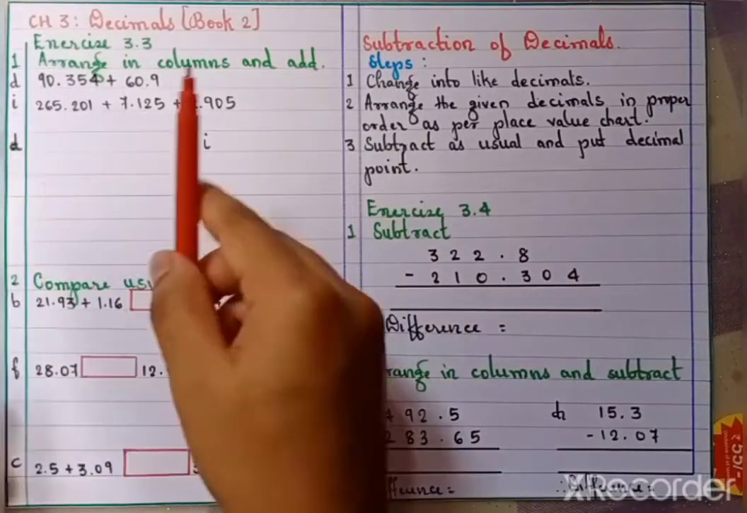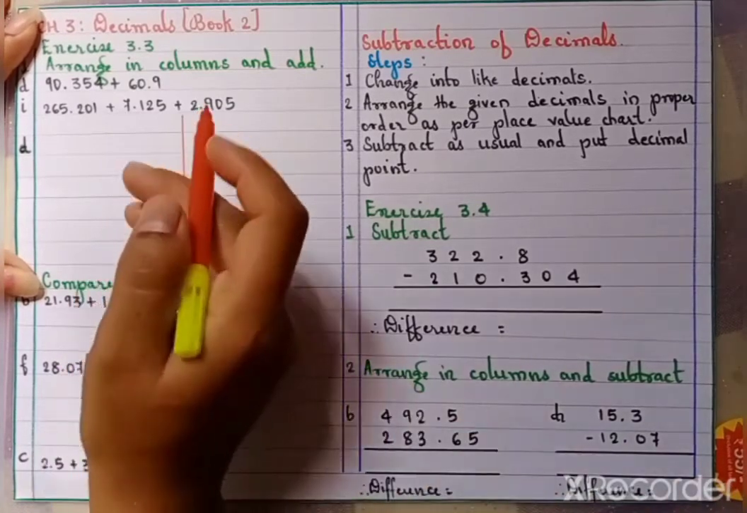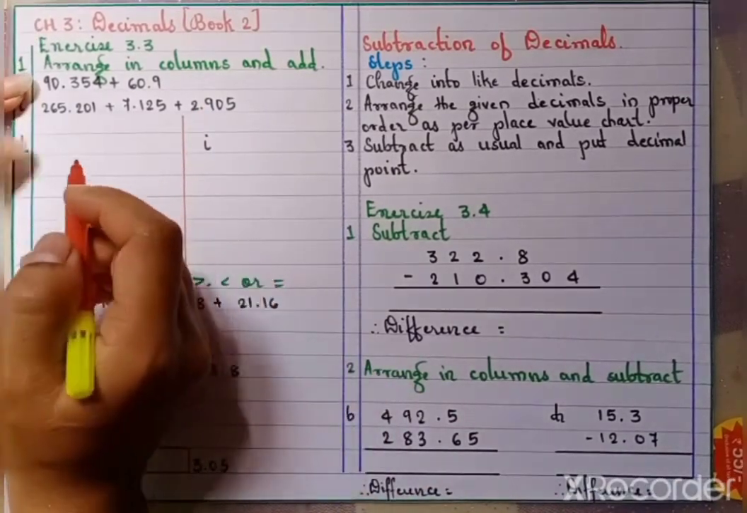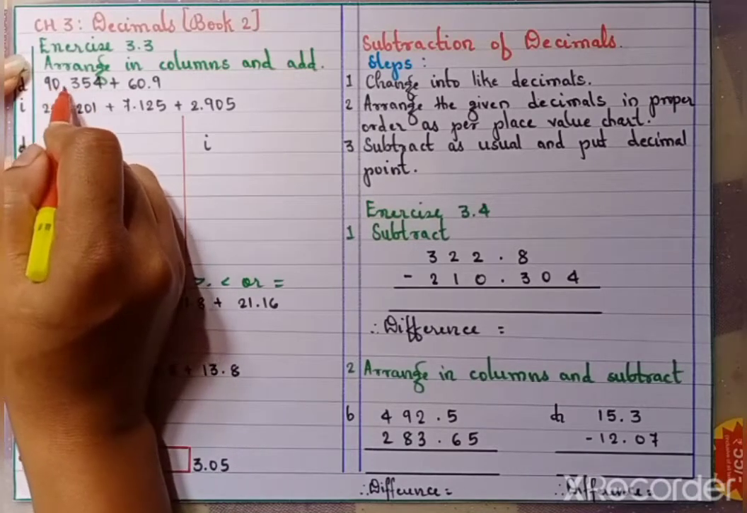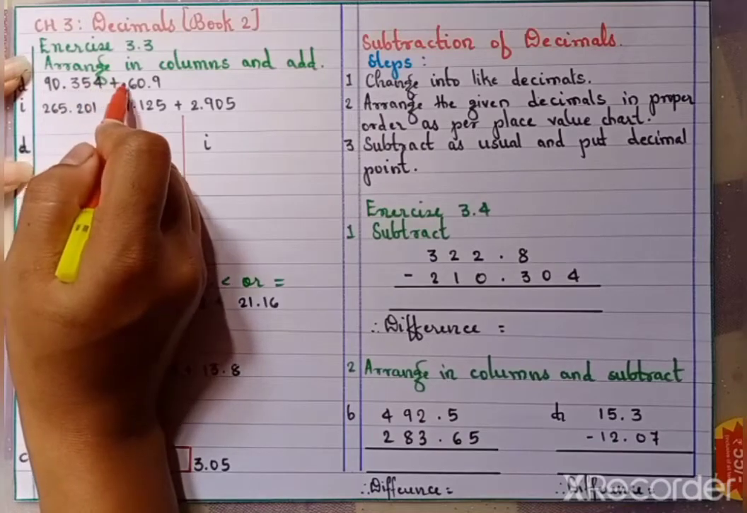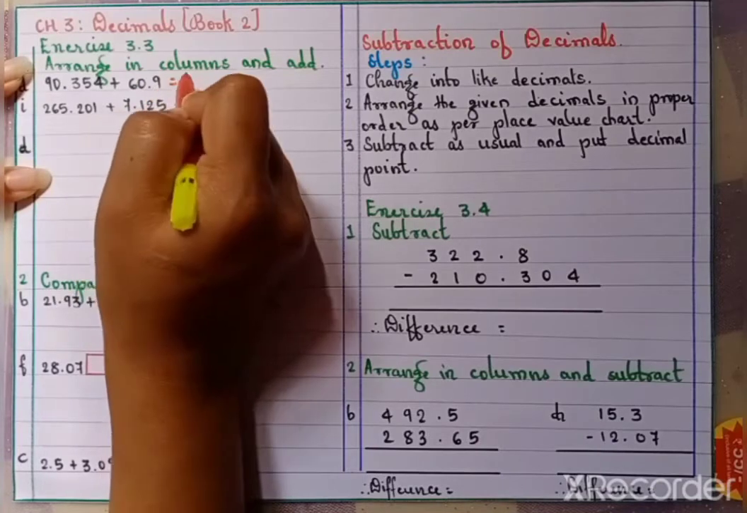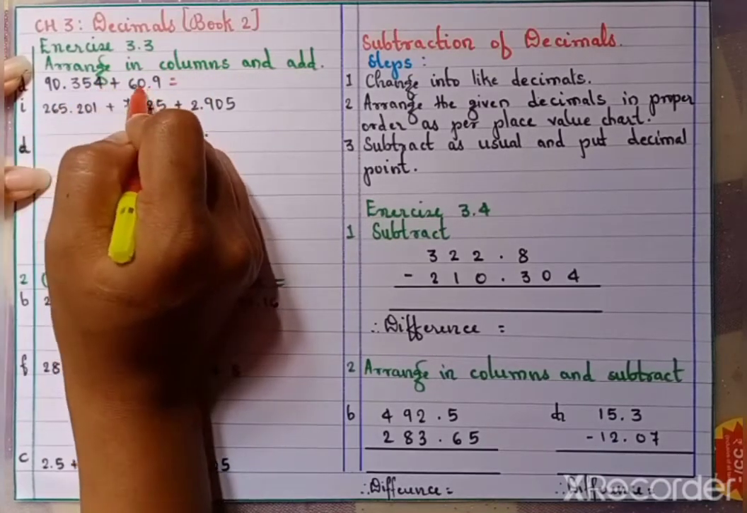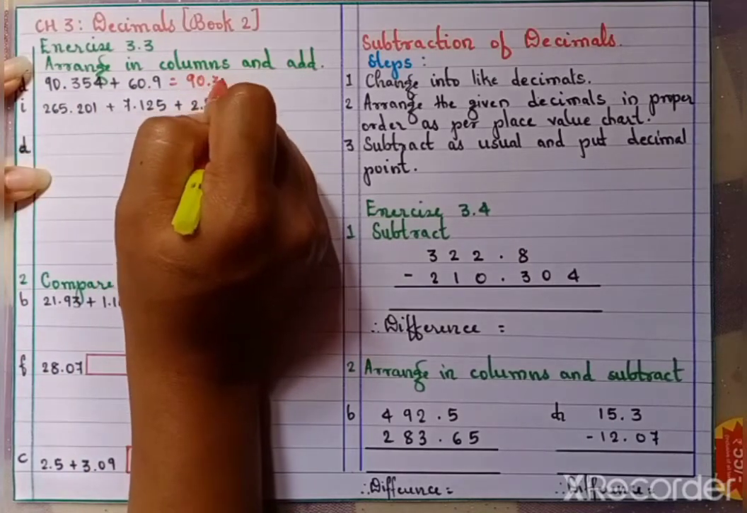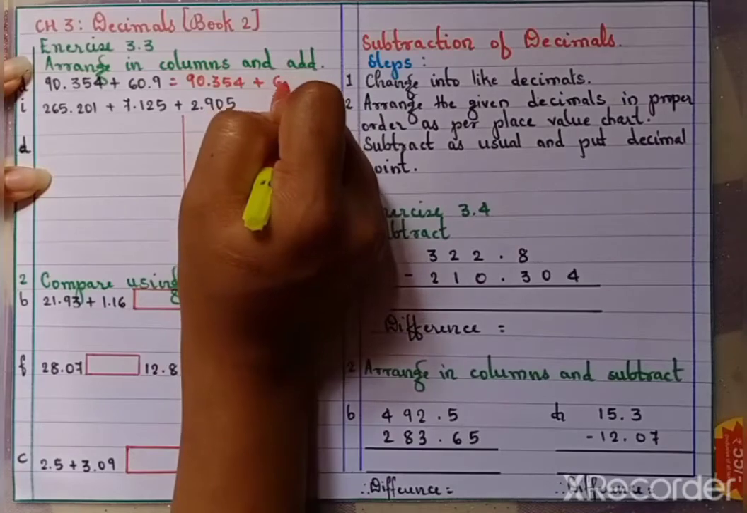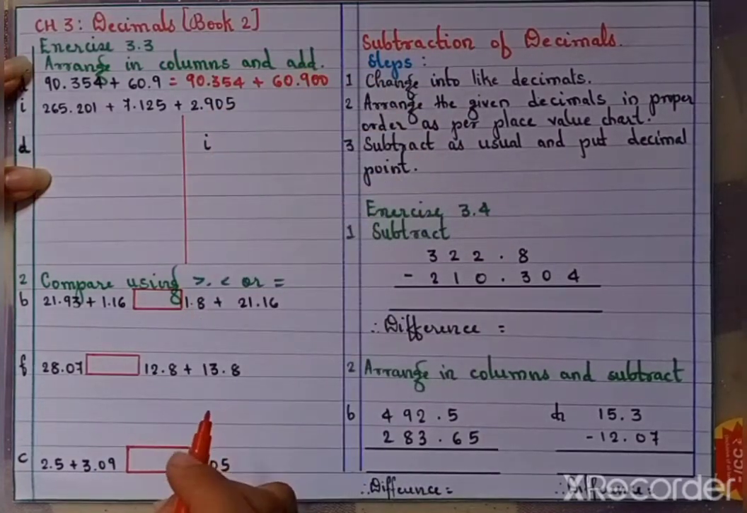Here we are having exercise 3.3. First question: arrange in column and add. So we are going to carry out the column addition here. So let's see the first example, D. If you see here the problem, 90.354 plus 60.9, these are unlike decimals. So first we shall make them like. So we have to make the decimal part in terms of 3 digits. So 90.354 plus 60.900. So this is how we have rewritten the number.